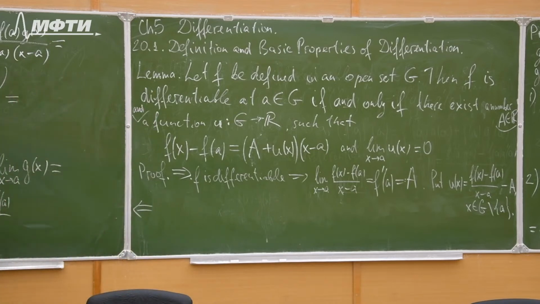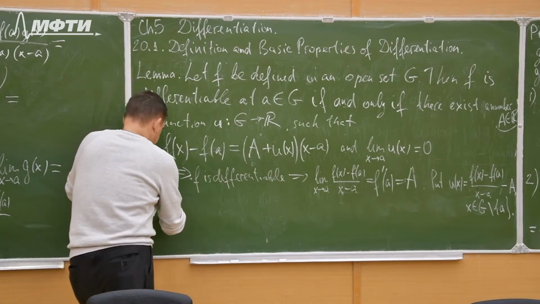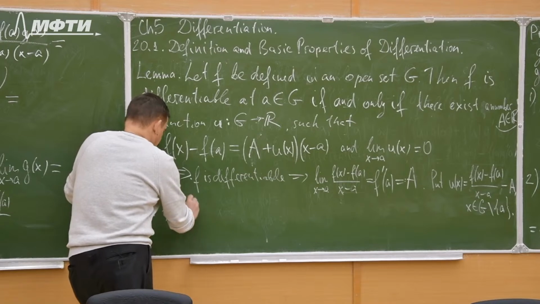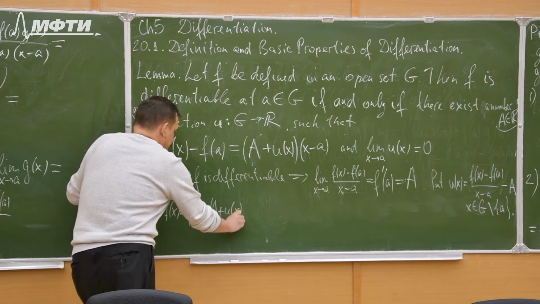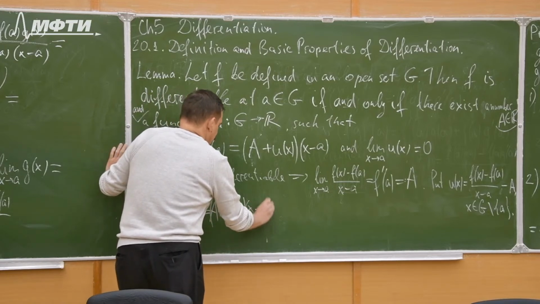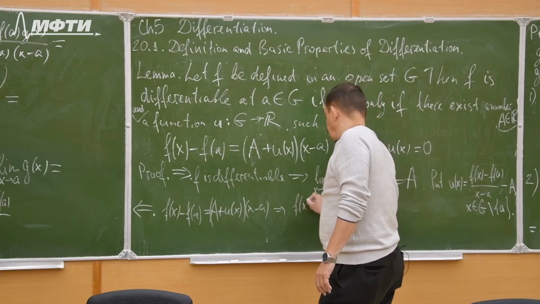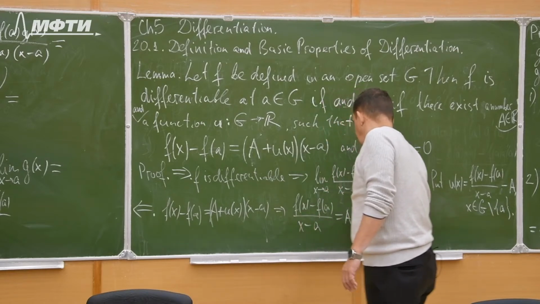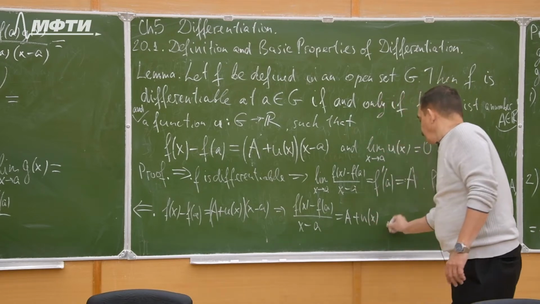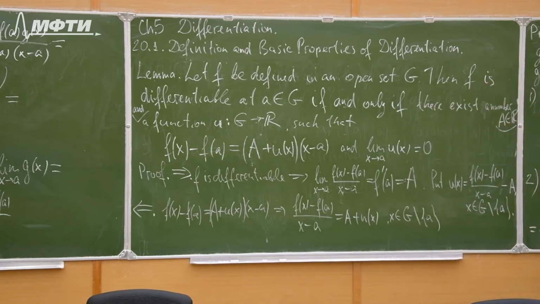So the sufficiency part. Now we have the equality: f of x minus f of a equals capital A plus u of x times x minus a. So we deduce from here that f of x minus f of a over x minus a equals capital A plus u of x for all x in G minus a. Definitely we should exclude the point a itself, right?